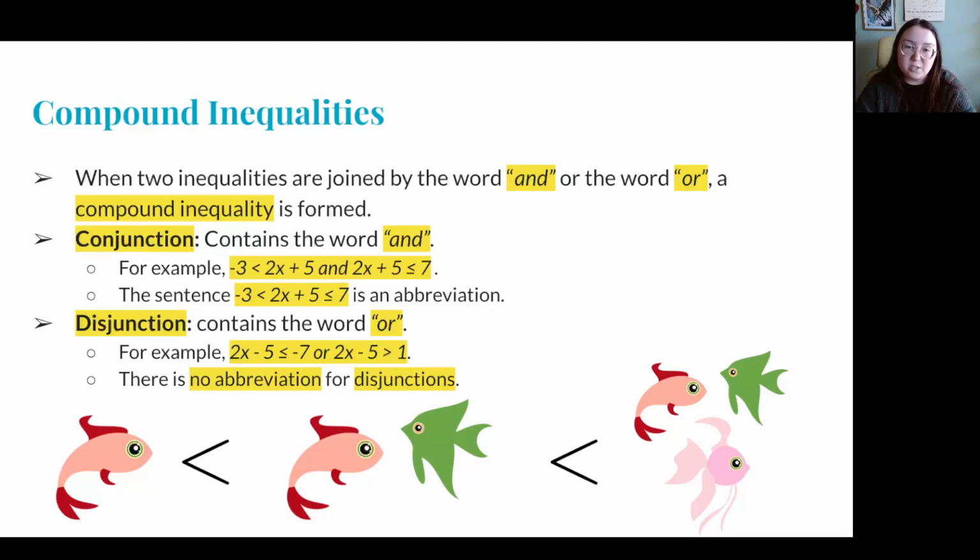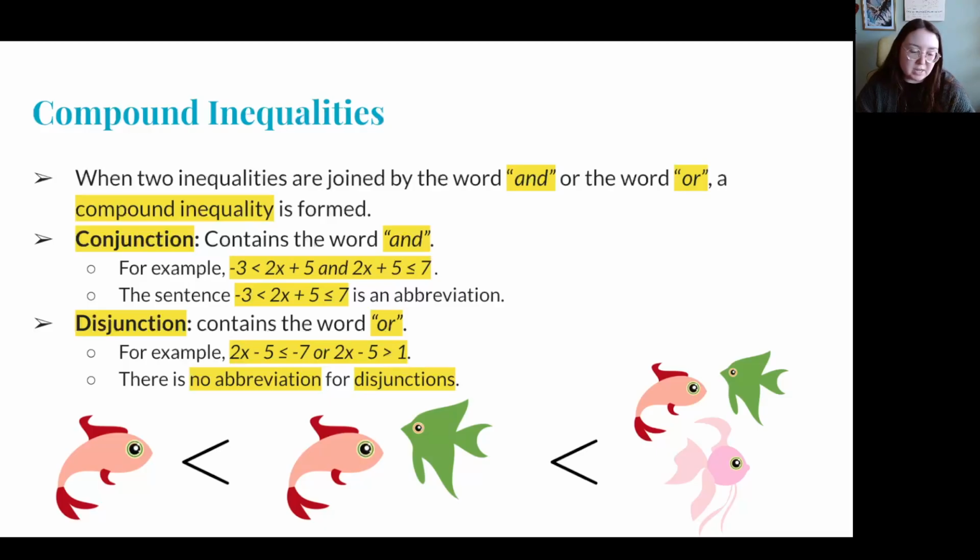Then we have the disjunction. That contains the word or. So for example, 2x minus 5 is less than or equal to -7, or 2x minus 5 is greater than 1. There is no abbreviation for disjunctions. So disjunctions will always have the word or in it.